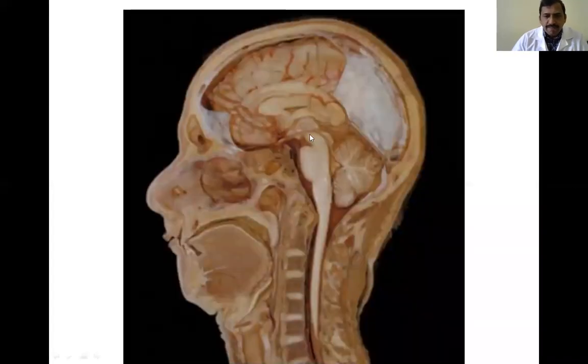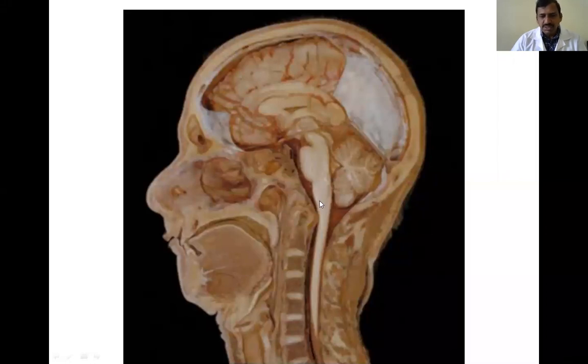Next, this is the brain. Here you see the mid-sagittal section. You find the brain also. This is one cerebral hemisphere, and below this is the white matter of the brain. This is the corpus callosum. Here, this is the lateral ventricle. This is one side lateral ventricle, and on this side there is another lateral ventricle. These two lateral ventricles open into the third ventricle through the interventricular foramen.